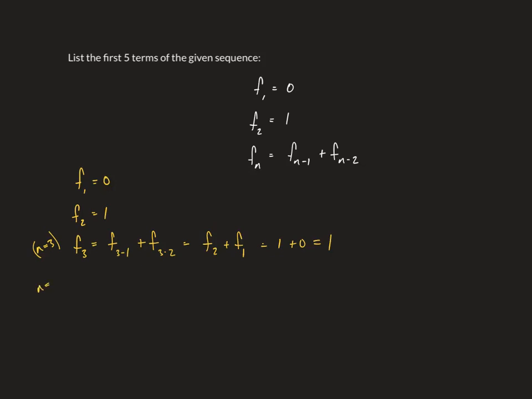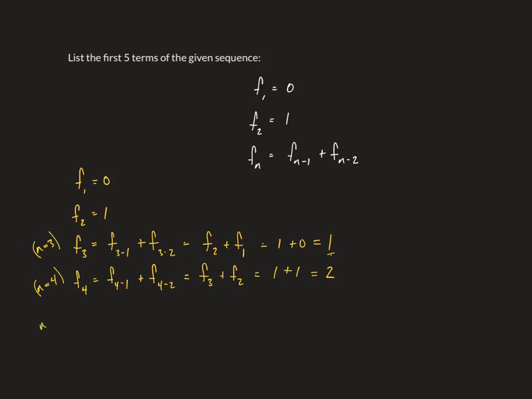Let's find the fourth term in the sequence. F of 4 is going to be f of 4 minus 1 plus f of 4 minus 2, which means I need the third term plus the second term. My third term I just found, that's 1. And my second term was given to me, that's also 1. 1 plus 1 is 2. So the fourth term in this sequence is 2.